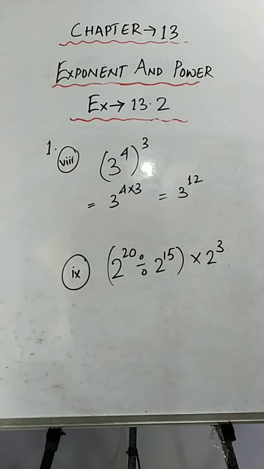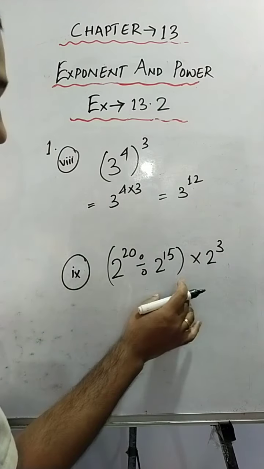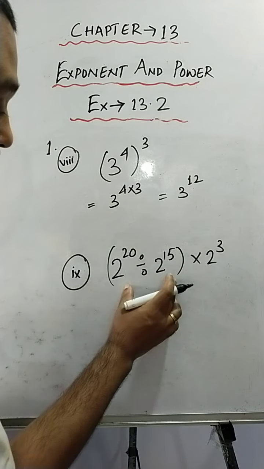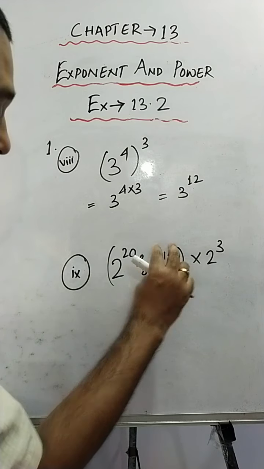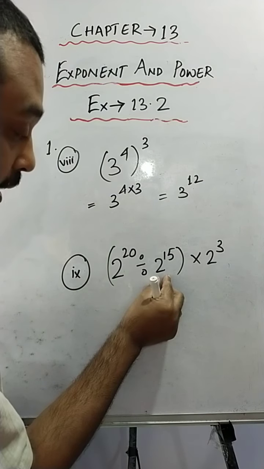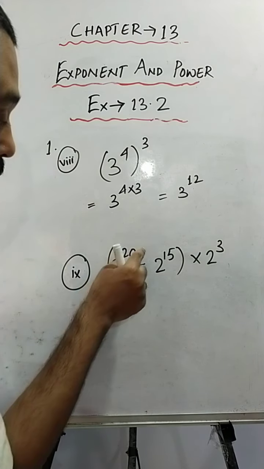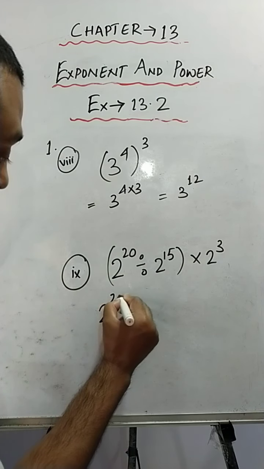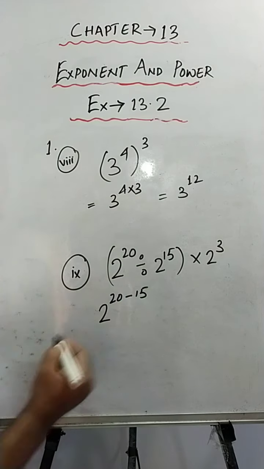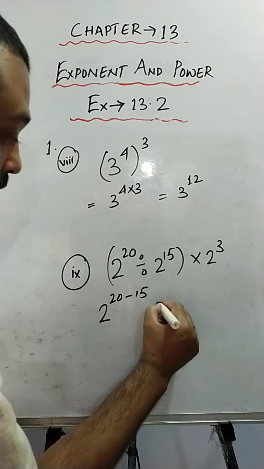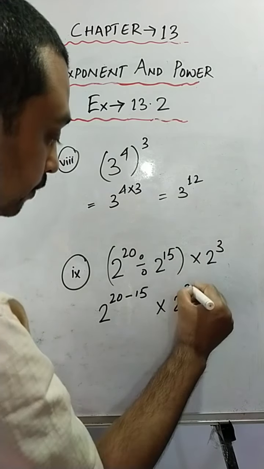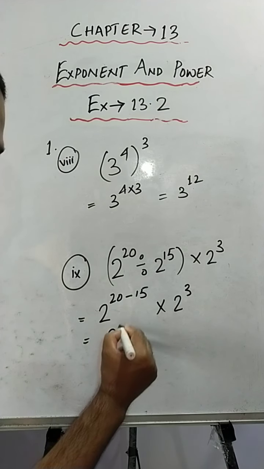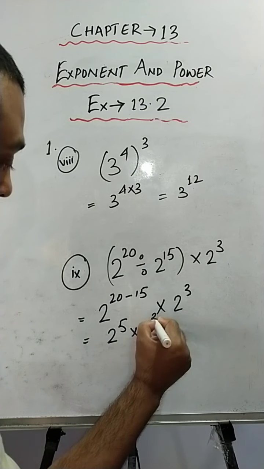Now let's see what is there in sum number 9. We have one bracket. So you know that we always have to first solve the bracket. Inside the bracket we have two exponential forms. Both are carrying the same base. They have division sign in between. So we have to subtract the powers. So what do we have to write? 20 minus 15, isn't it? We have to subtract the powers. Then we have to write this one, 2 to the power 3. So what was the answer? 20 minus 15 is what? 2 to the power 5 into 2 to the power 3.